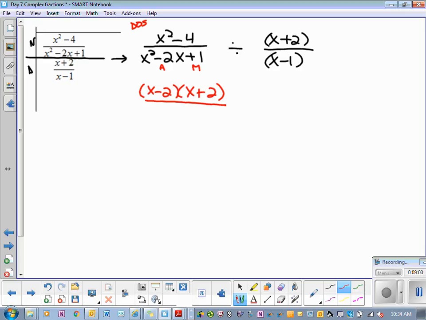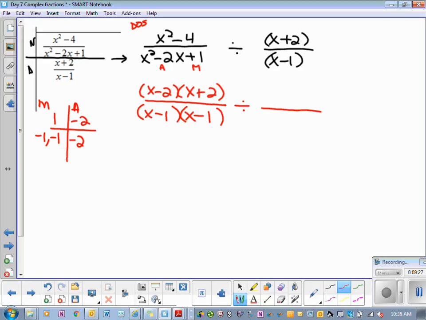And then if we factor that one, let's see, two numbers that multiply to give me 1 and add to give me negative 2. Negative 1 and negative 1. Good. And that's just the plain old x squared, so I could say x minus 1 times x minus 1. And I'm going to rewrite this again, divided by x plus 2 over x minus 1.